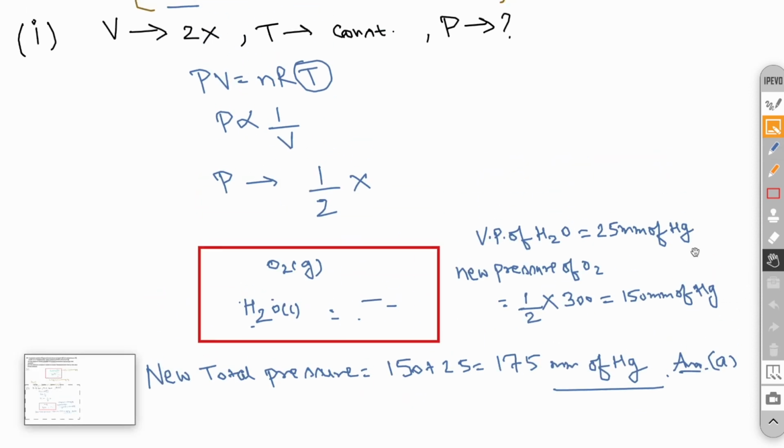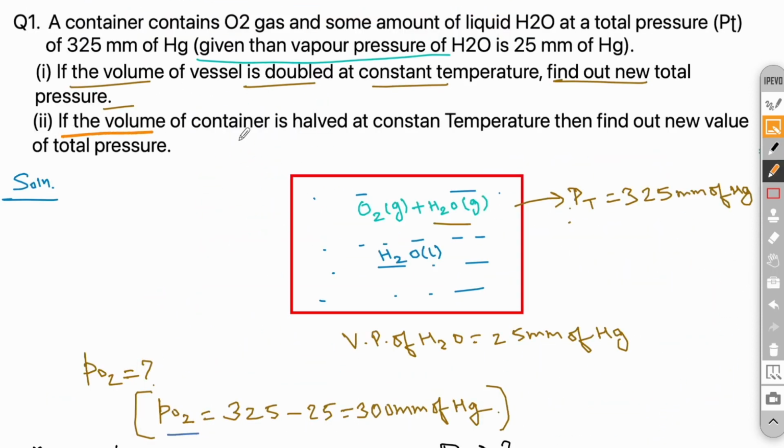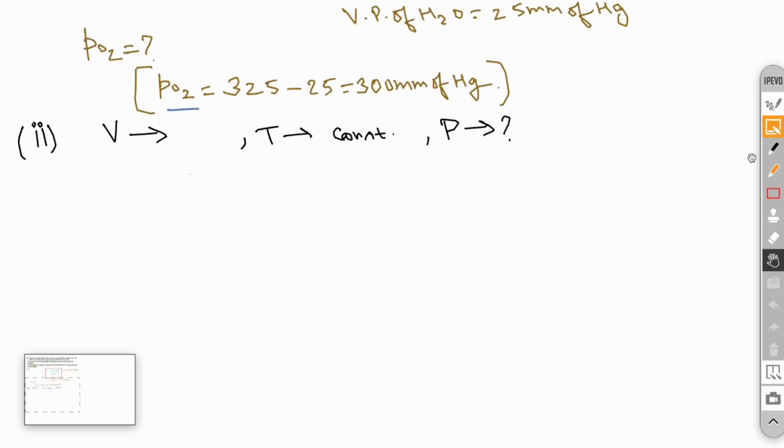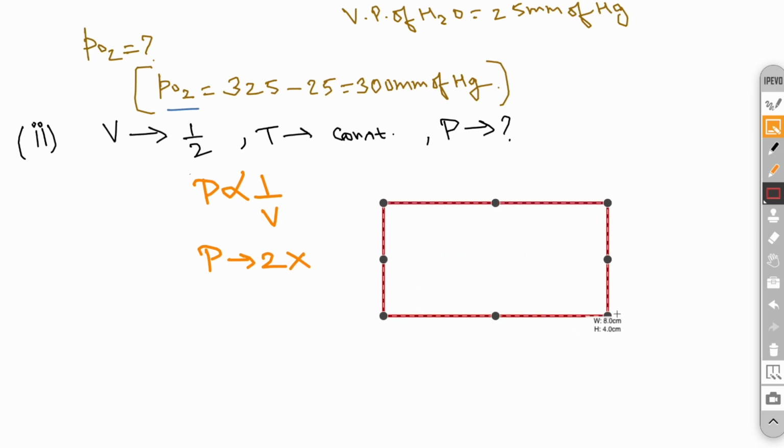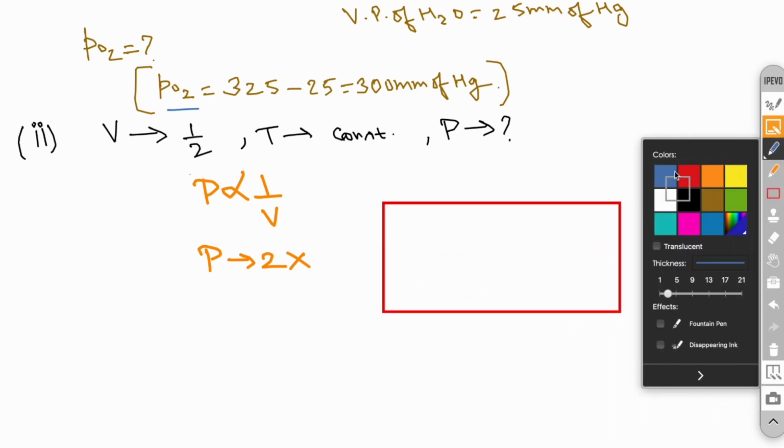Now moving further, we'll solve the second part. If volume of container is halved at constant temperature, then find out the new value of total pressure. So now the volume is being halved. What will be the new total pressure? So we know that P is inversely proportional to V. So volume is being halved, so pressure will be doubled, right? Only the partial pressure of oxygen will change.